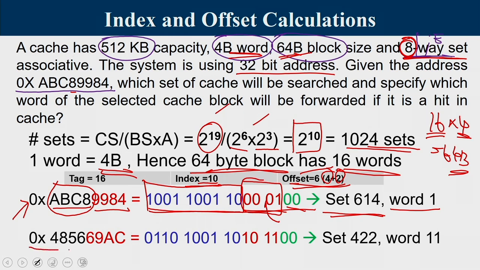Similarly, one more example is given. Let us say this is the address: 0x48566969AC. I am writing only the red portion, that is the set index portion and offset. The blue 10 bits will tell you the set number. Then the 4 bits after that will tell you the word number. So, it is set 422 and word 11.